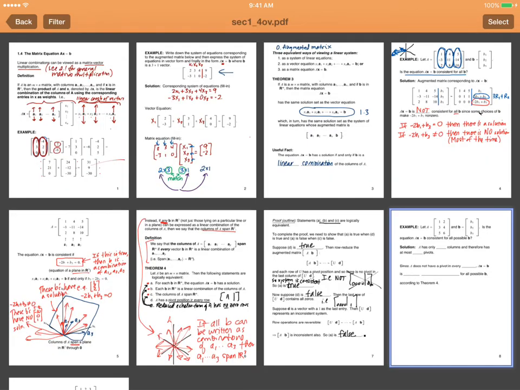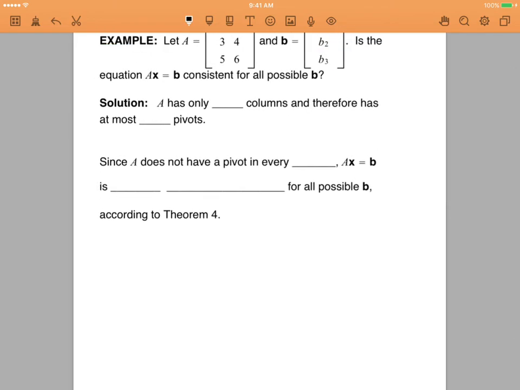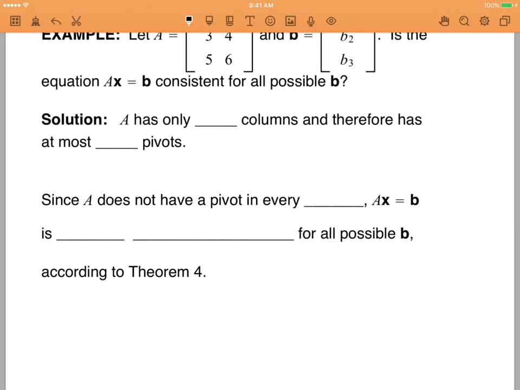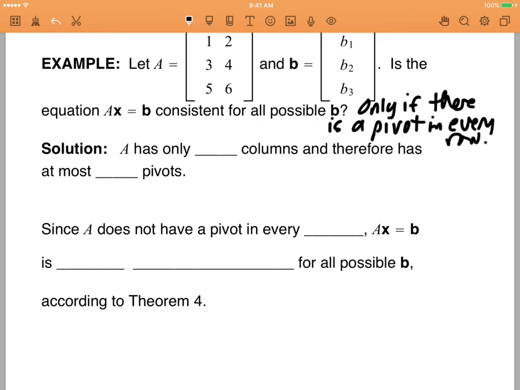Now let's do an example. Good, we need examples. So here's a matrix A and vector B. Is it possible to solve AX equals B for all B? Well, it depends on whether there's a pivot in every row. So only if there is a pivot in every row. That's the whole point of the theorem.